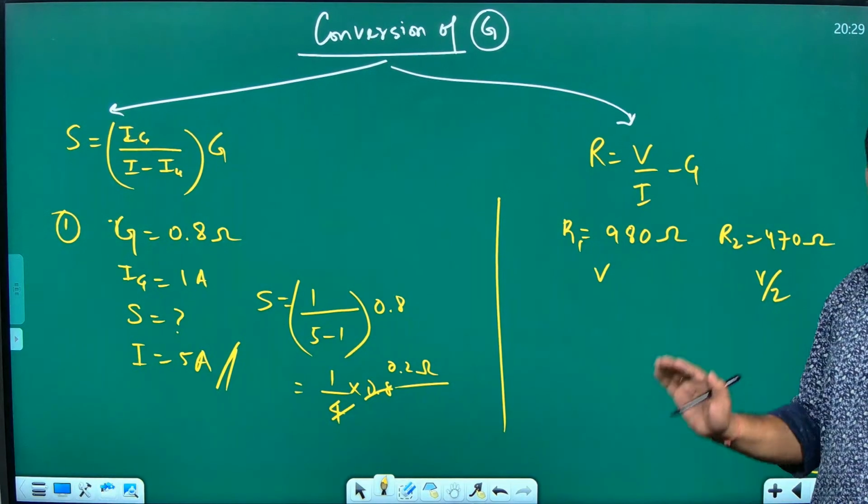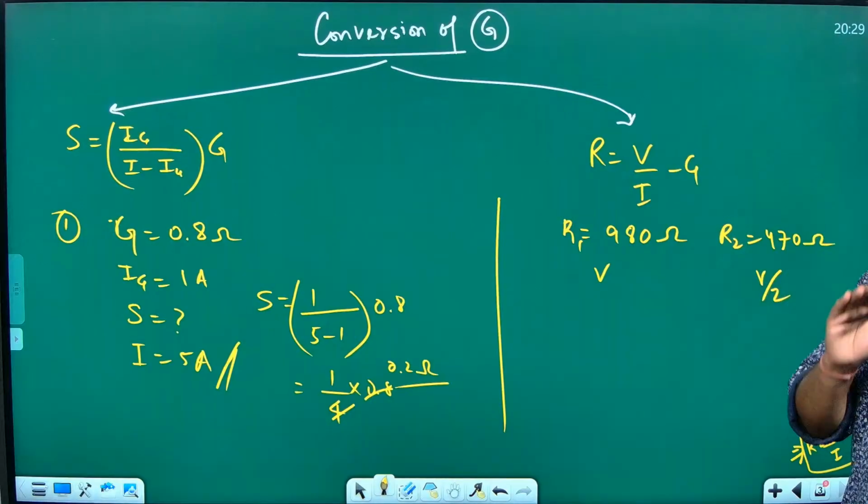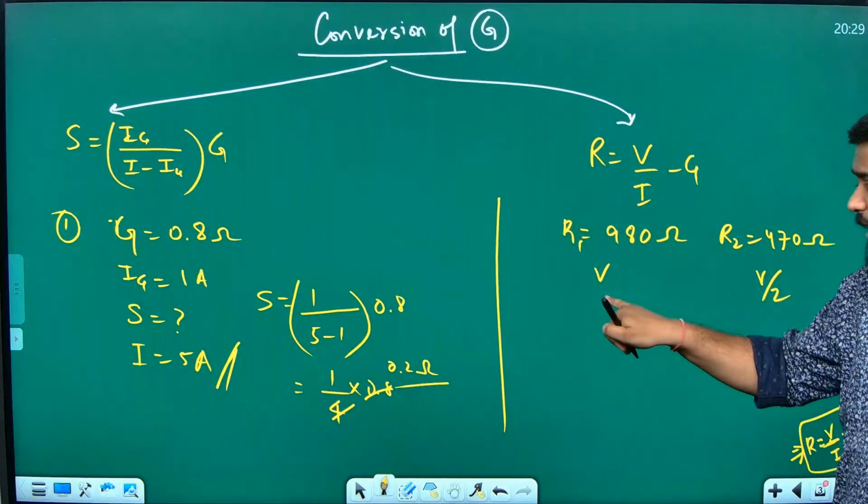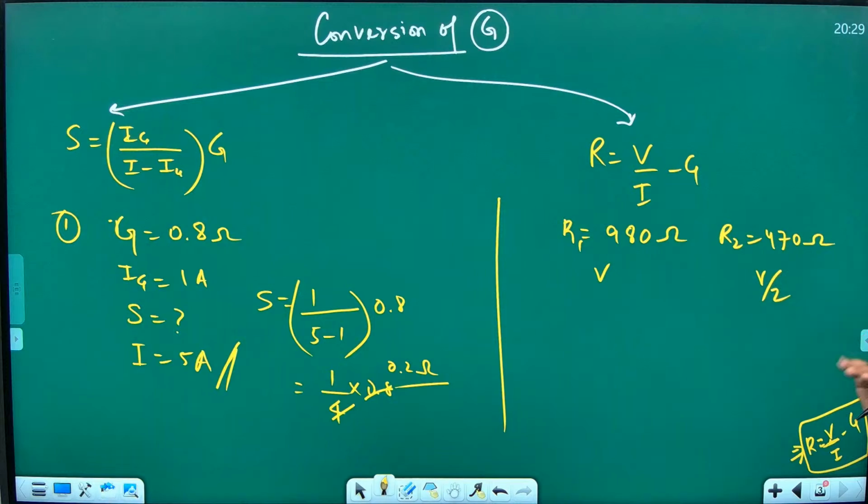Why am I saying range as V and V by 2? Because the range for a voltmeter is how much it can measure. What is to be measured? Voltage only, no? So here if it can measure V, here it can measure only V by 2. So what remains the same? Current remains the same. So for easy calculation, I can write V is equal to I into G plus R, isn't it?